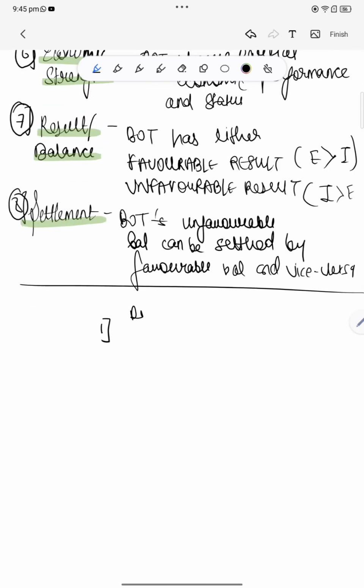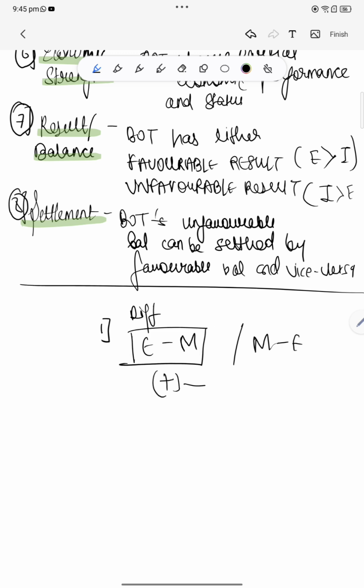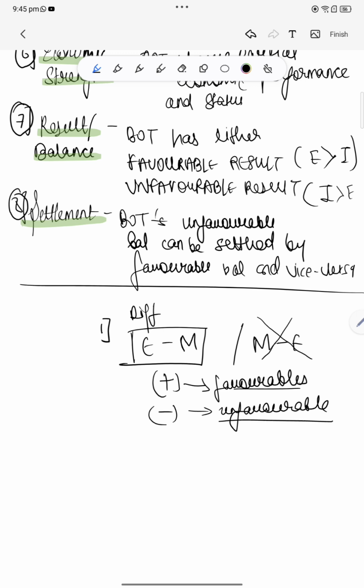Balance of trade is the difference between exports minus imports or imports minus exports. If this is positive, then it's favorable. That means exports are more and that's what a country needs. If this is negative, it means unfavorable balance. That means a country has more imports than exports, and if balance of trade is positive, a country has more exports than its imports.